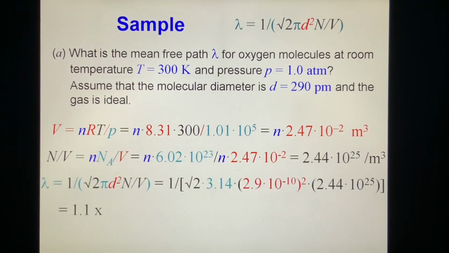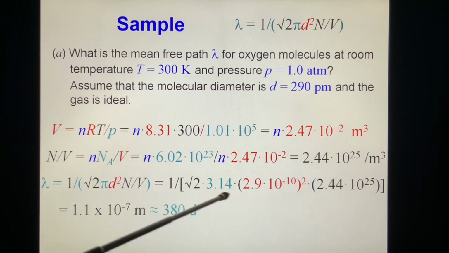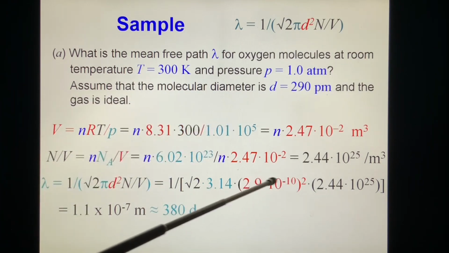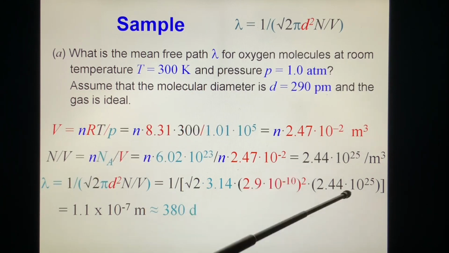That's straightforward, so I'm not going to do it. The d has to be written in meters, so this 290 pm equals 2.9 times 10 to the minus 10 meter. And with this number, we get lambda equal to 1.1 times 10 to the minus 7 meter.